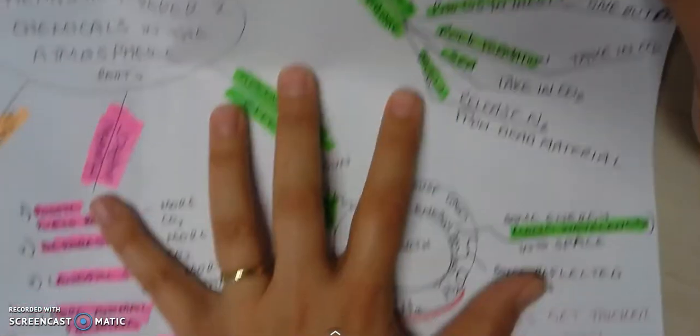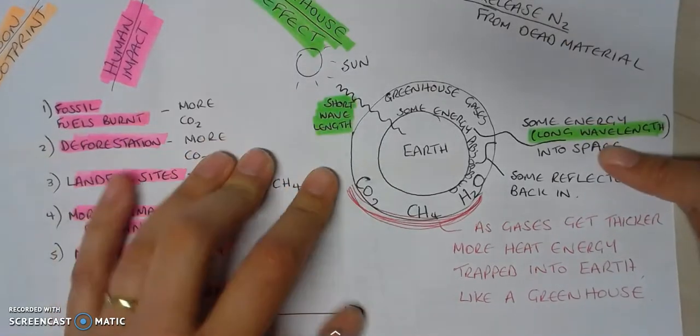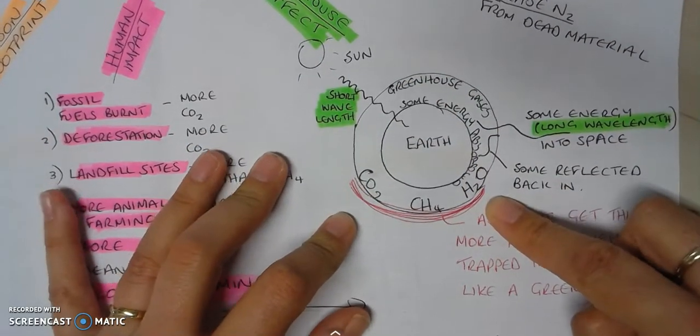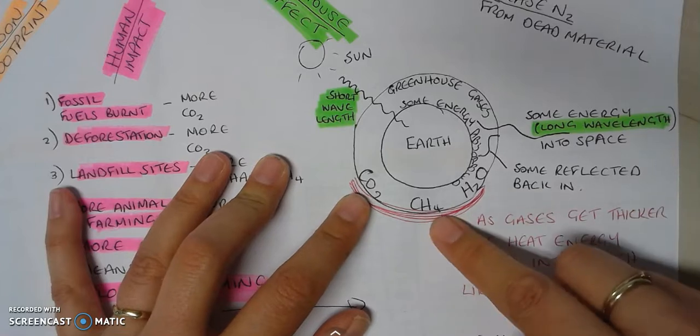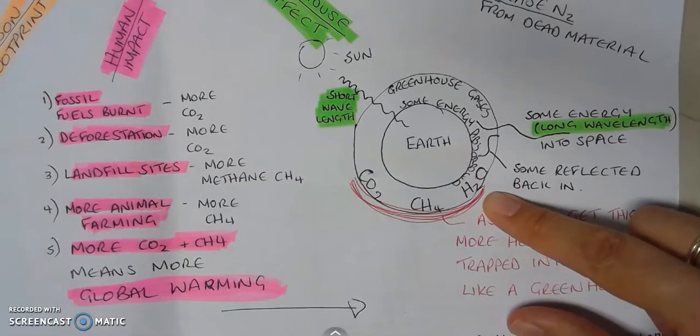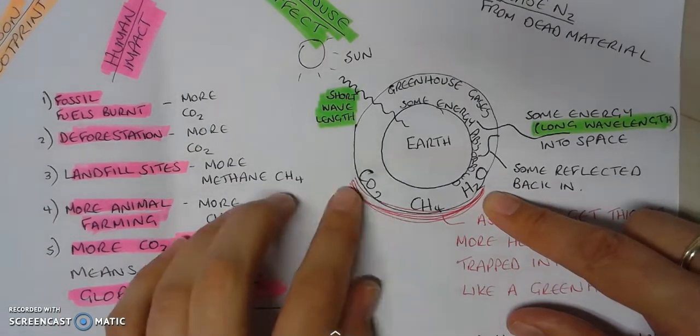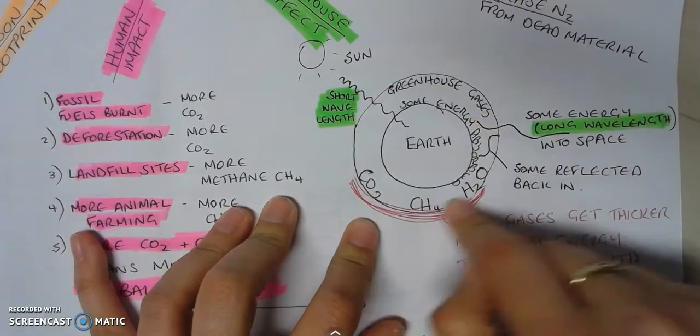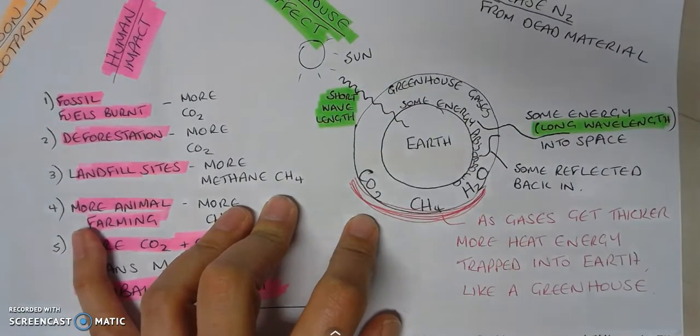If we look at the greenhouse effect, it's just looking at 3 different gases. So you've got carbon dioxide, methane and water vapour. And these are responsible for, like I say, this greenhouse effect. Now if you think about a greenhouse, it's covered in glass.